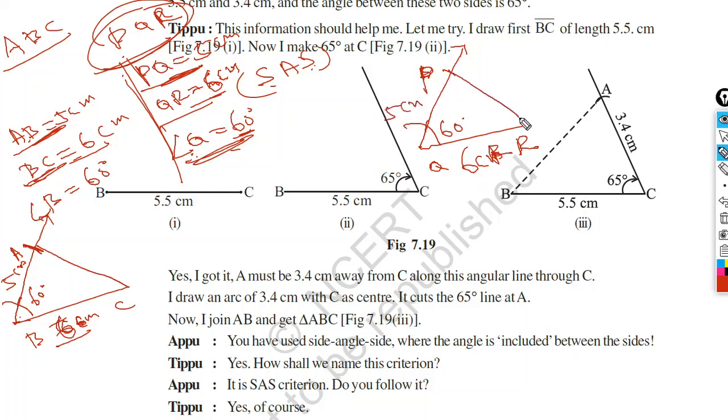Now join PR. Now if you compare this triangle PQR and triangle ABC, what will you see? You will see that these two triangles are congruent. All the corresponding parts are equal in these two triangles. That means PQ will be equal to AB, QR is already equal to BC, angle B is equal to angle Q is already there. If you measure angle C and angle R, they will also be equal, and angle A and angle P will also be equal. So we can say these two triangles are congruent.